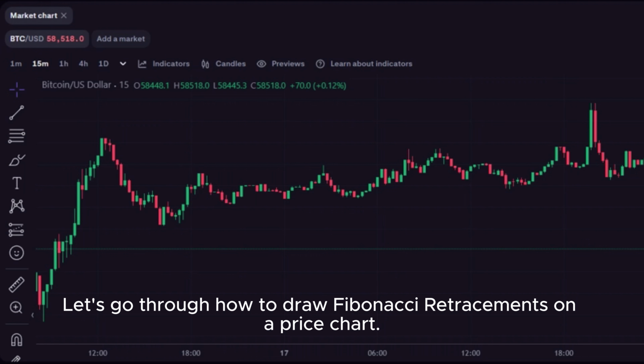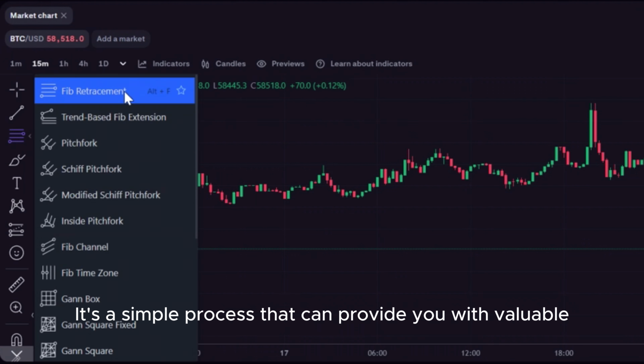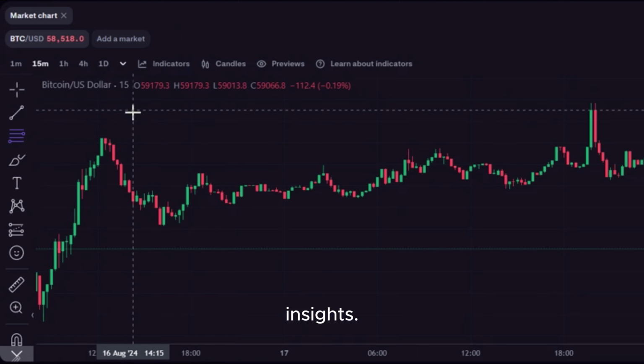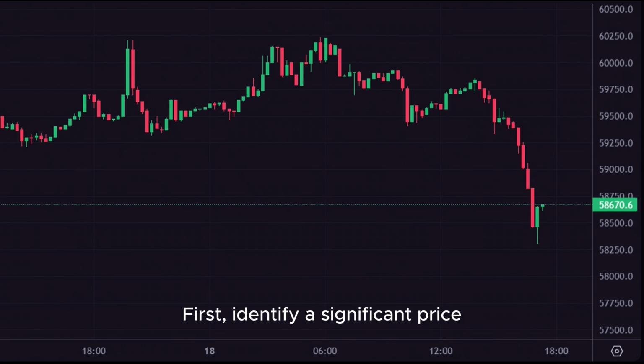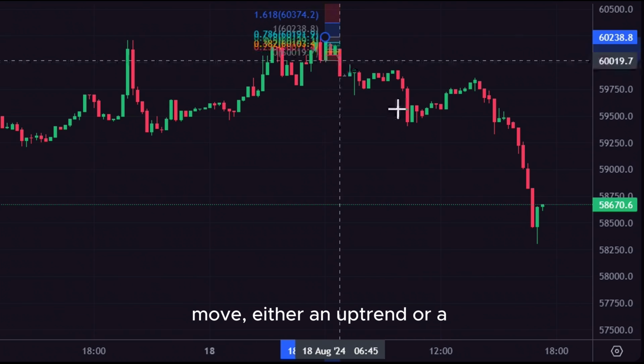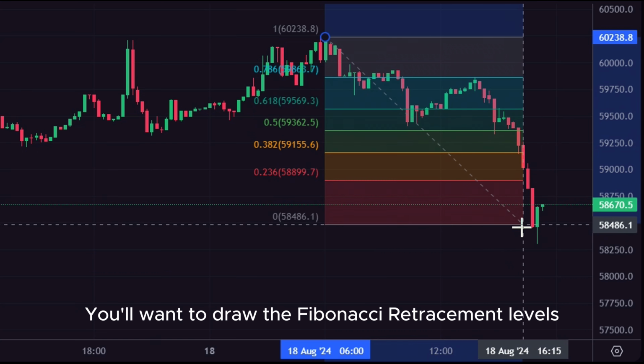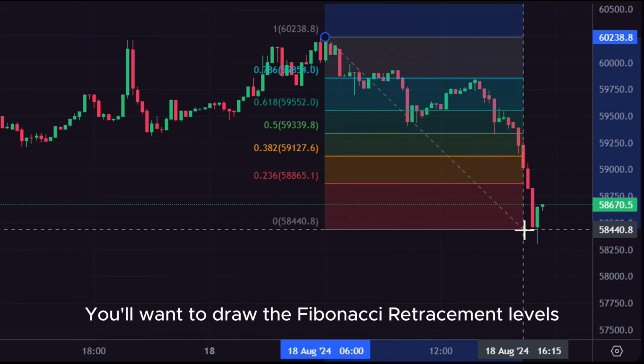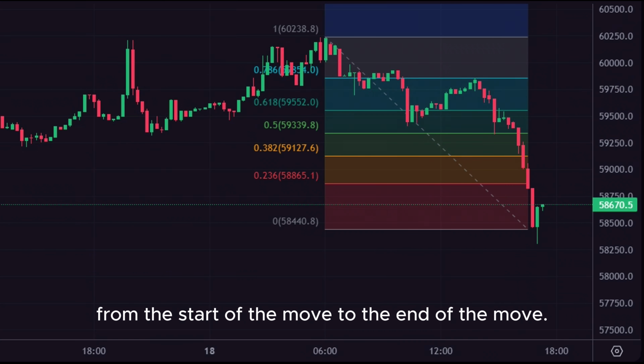Let's go through how to draw Fibonacci retracements on a price chart. It's a simple process that can provide you with valuable insights. First, identify a significant price move, either an uptrend or a downtrend. You'll want to draw the Fibonacci retracement levels from the start of the move to the end of the move.